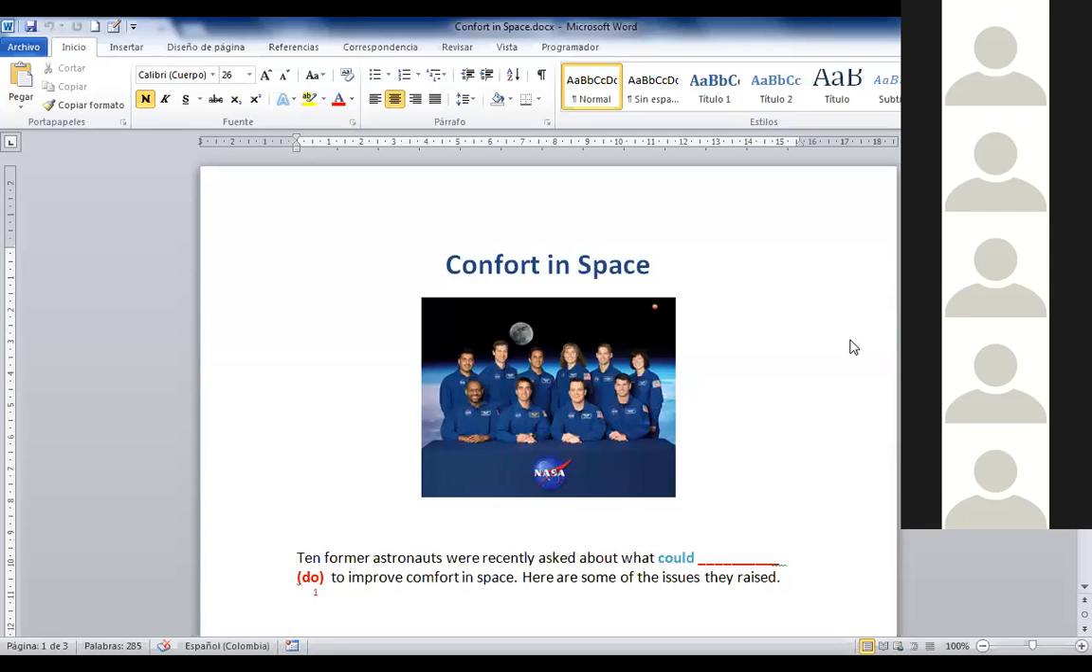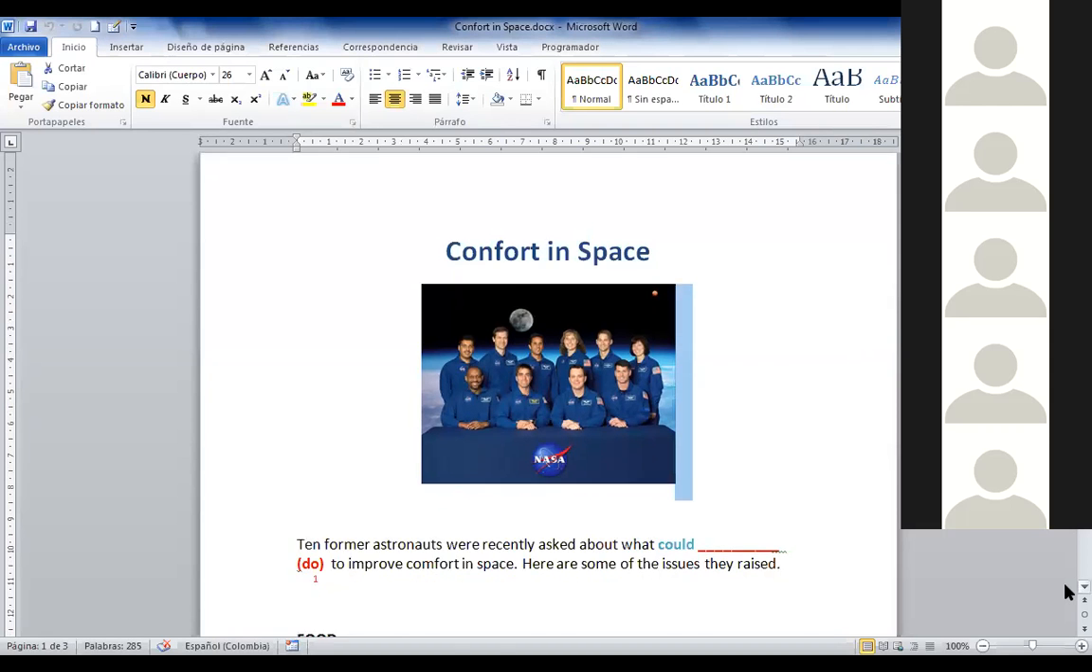Here we have a short reading, but the reading has some gaps. It is about things that astronauts have to face in space. So we have the gaps.